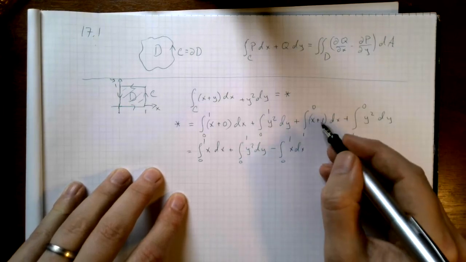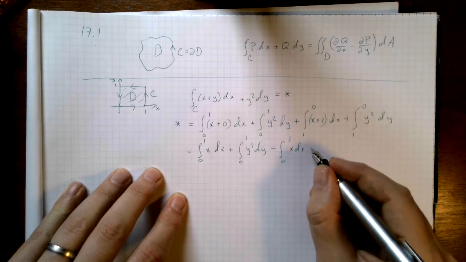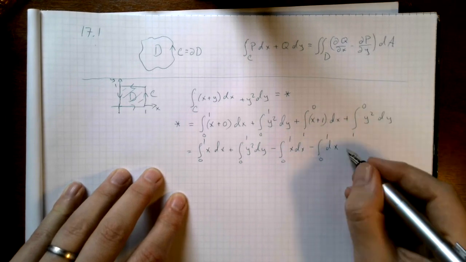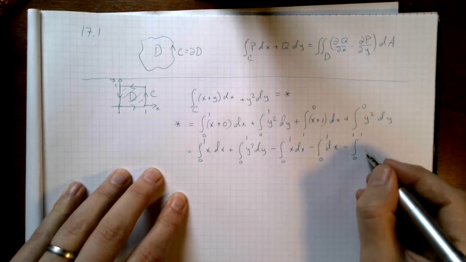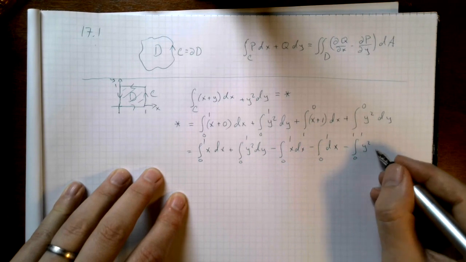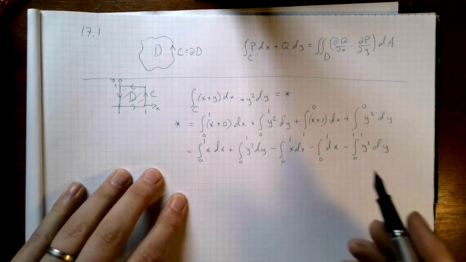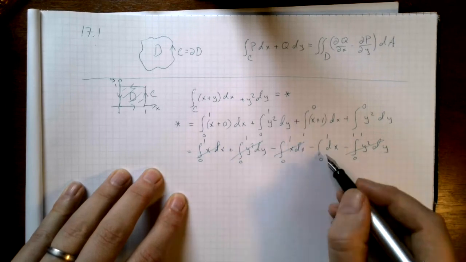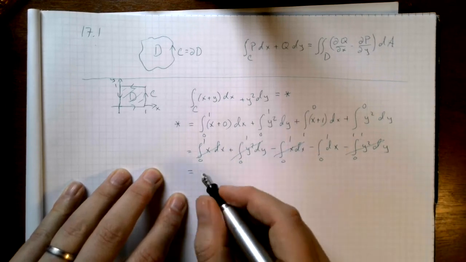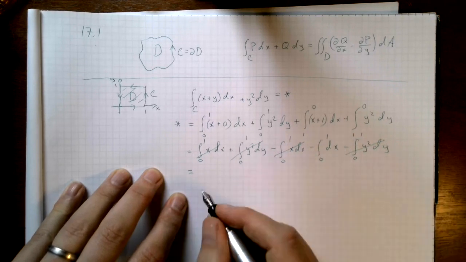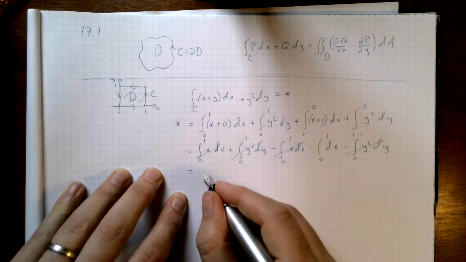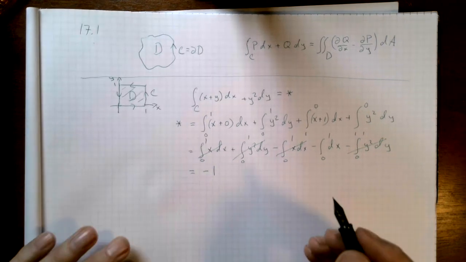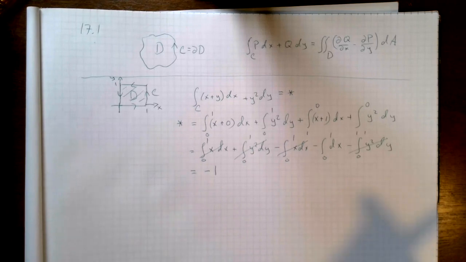And then that means I have minus the integral from 0 to 1 of 1 dx. And over here, if I flip the order, the integral from 0 to 1 of y squared dy, right? Without having to compute these, I notice that this cancels, this cancels, so if I did all the arithmetic correctly, I have minus 1, right? Okay, not too bad, not too bad.